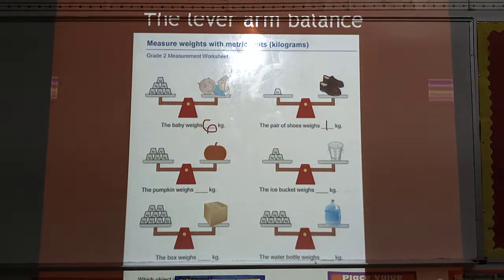Now, how many kilograms are here? 1, 2, 3, 4, 5. There are 5 kilograms and it's totally balanced with the pumpkin. That means the pumpkin weighs what? 5 kilograms. Okay, now you can do the rest by yourself. Don't worry, I'm going to give you live worksheets for you to work in the Moodle classroom. I know you want to do that.